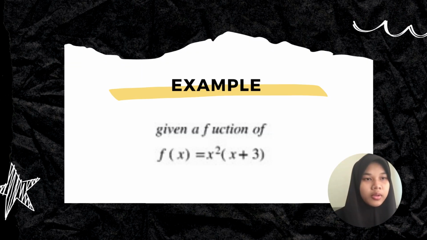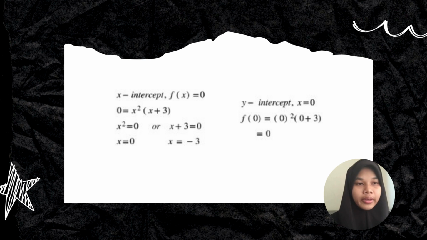As for the polynomial function graph, we can use the function given as an example. First, we need to find the x-intercept and y-intercept. For the x-intercept, we set the function equal to 0, and we get x equal to 0 and x equal to -3. For the y-intercept, we replace x with 0 and we get y equal to 0.